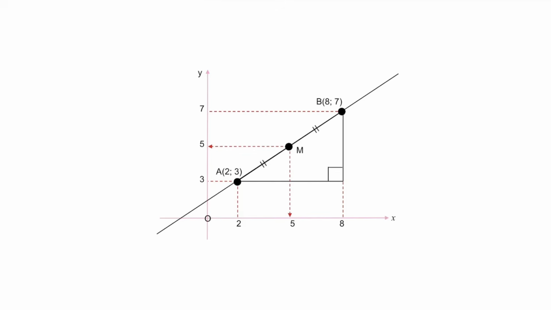But also note that 5 is the average of 2 and 8. 2 plus 8 is 10 divided by 2 is 5, and 3 plus 7 is 10 divided by 2 is 5.